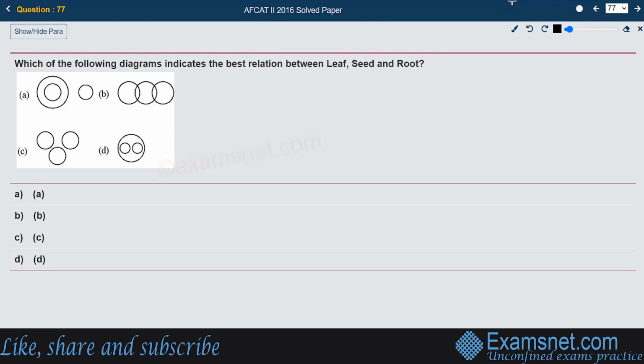Next, which of the following diagrams indicate the best relation between leaf, seed, and root? We have to find out the connection between leaf, seed, and root. All of them are part of a plant only, but they have nothing common. Leaf, seed, and root have no part common. So clearly, option C should be right. Any part of leaf cannot become seed, and any part of seed cannot become root. So there's nothing common, and option C tells you the same. So option C seems to be the right answer.